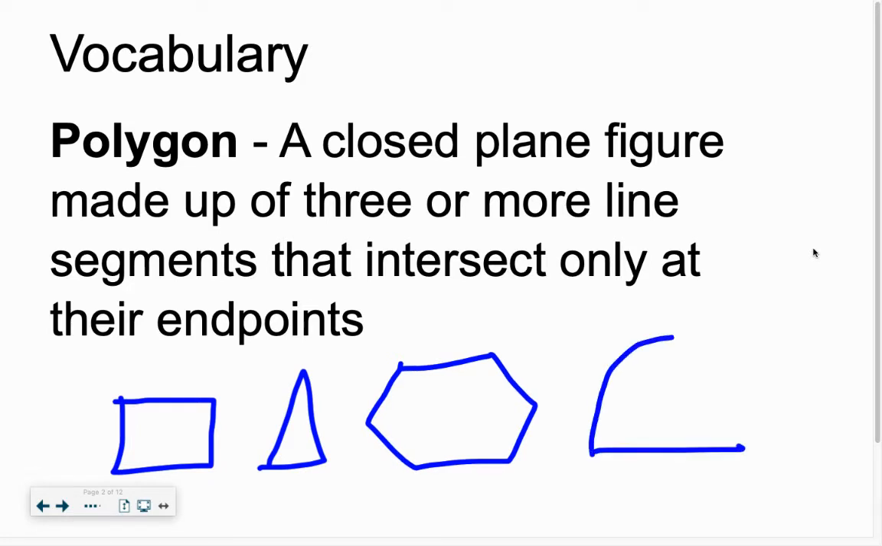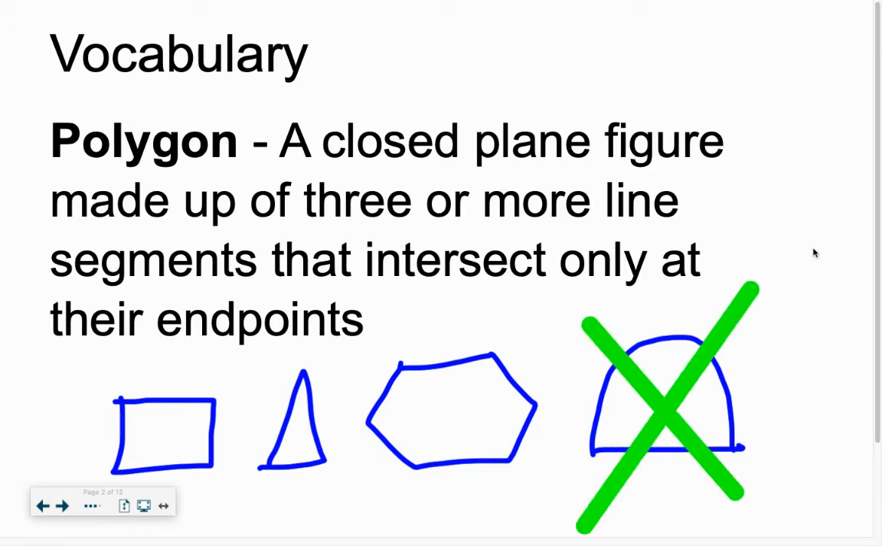My favorite one that's not a polygon, the good old tombstone, or this guy. It is not a polygon because it has not line segments. That's the key phrase. It must be straight lines, it must be closed, and they must meet at their endpoints and not make any X's in between.